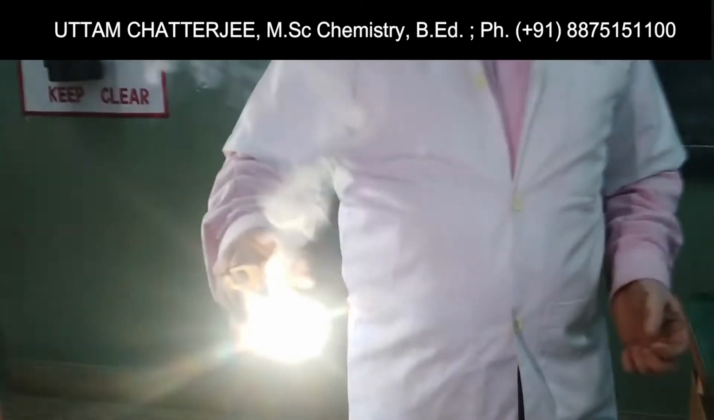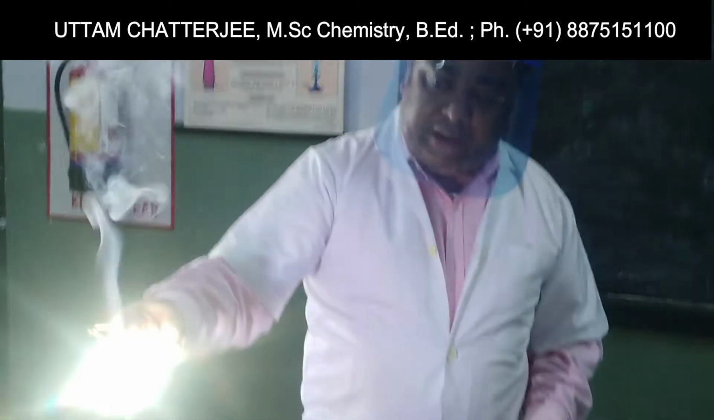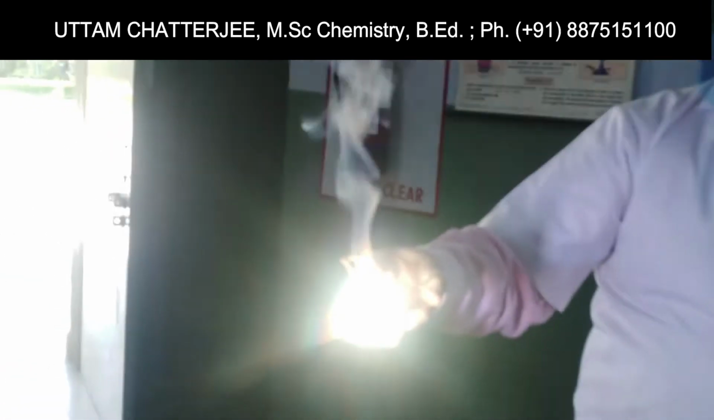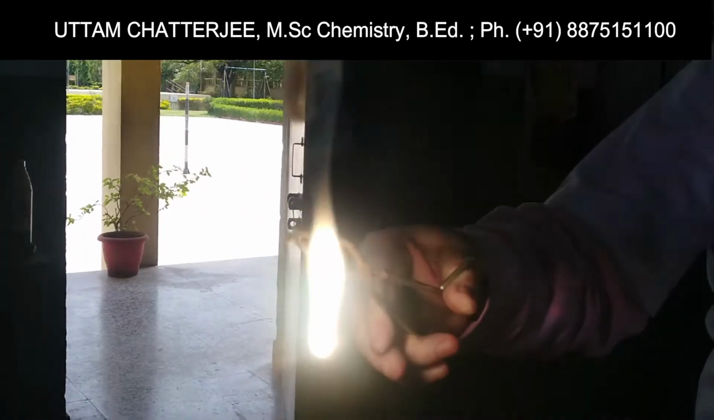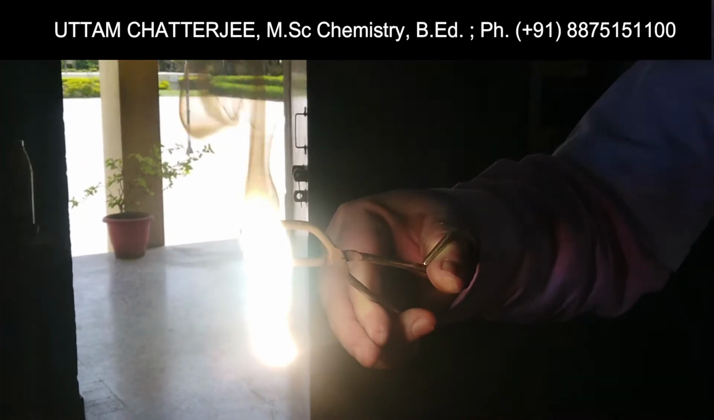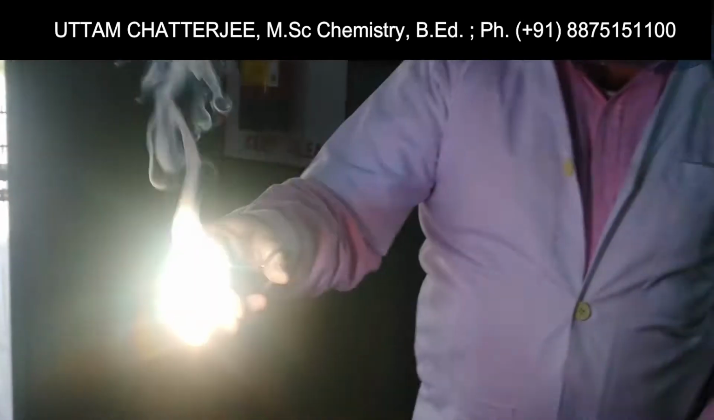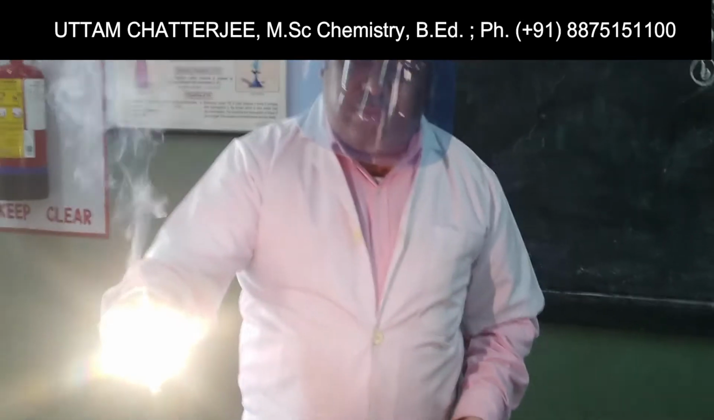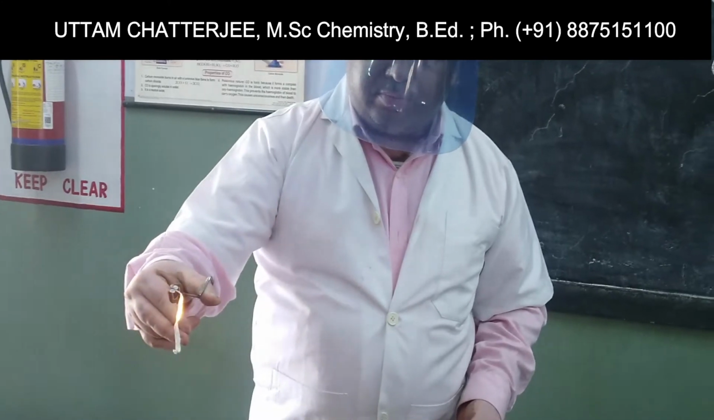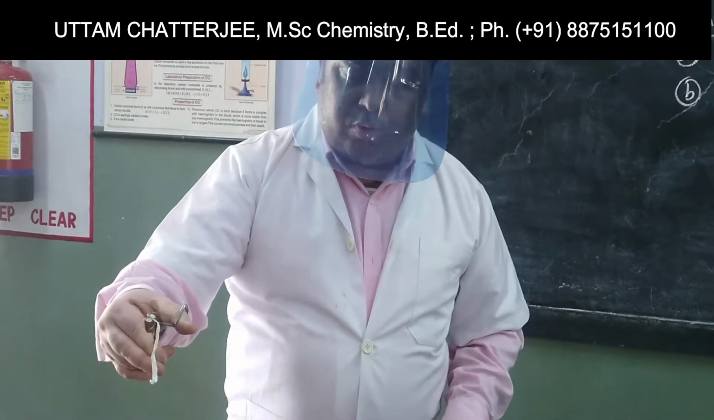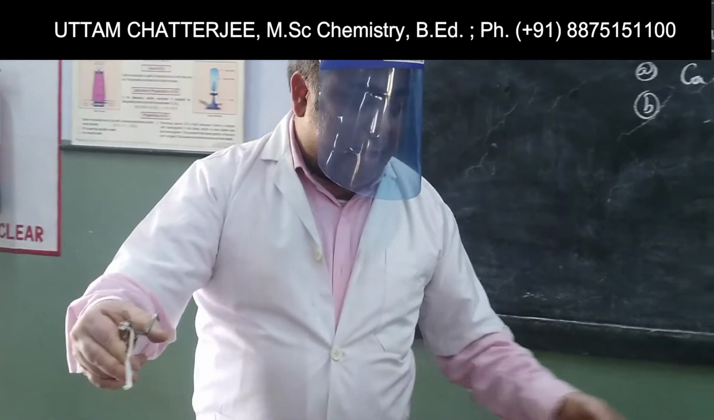the Diwali begins. Here you will see that the magnesium is burning with dazzling flame. This is what we study in books, that magnesium burns in air with dazzling flame to form magnesium oxide. Now this white colored substance formed is magnesium oxide.